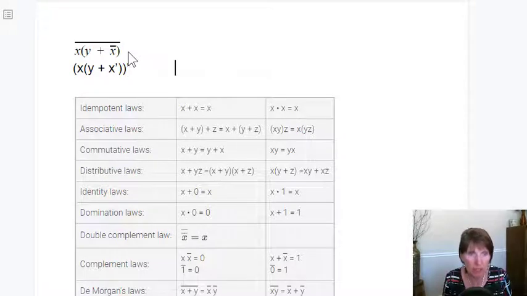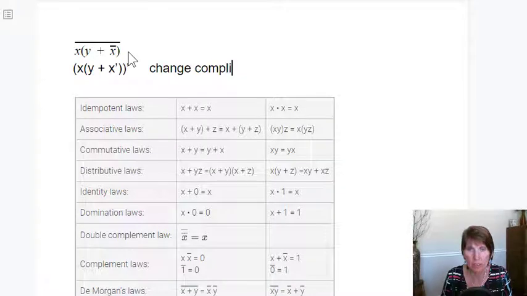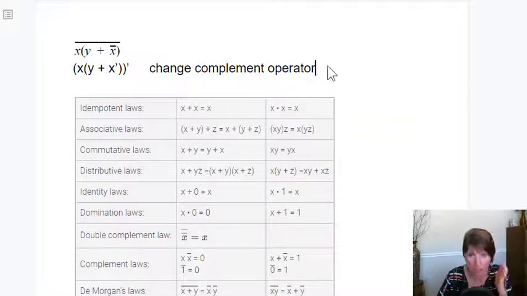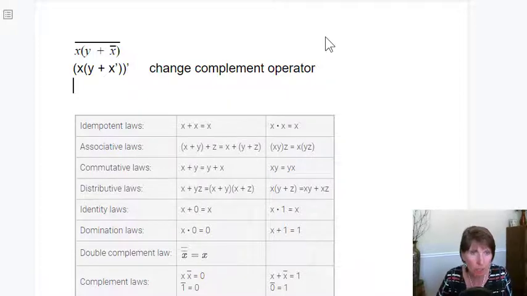And all I really did was change the complement operator, right? So nothing new there. I didn't really change the problem. I just used single quotes instead of the bar. Okay, so now let's go ahead and get started with the distributive problem, or the distributive property, or law.